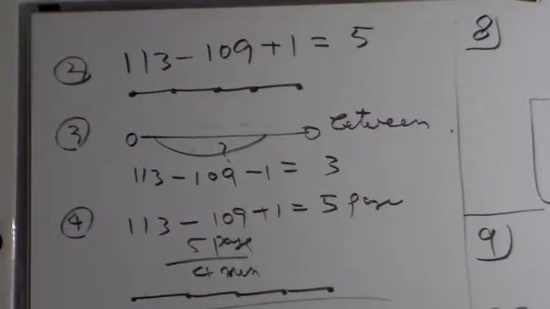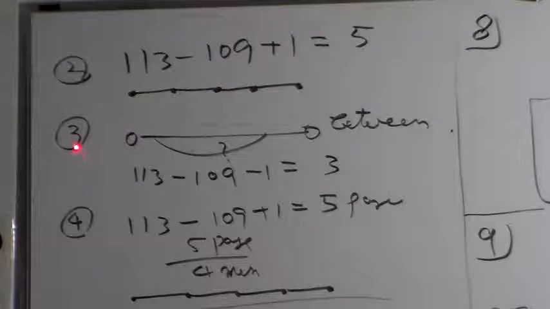Okay, example 2 is 113 minus 109. You have to plus 1 over there. So the answer is 5, because every dot point is included. If you are not sure about these kinds of things, this was posted I think 3 or 4 videos ago already, so check it out and review it.